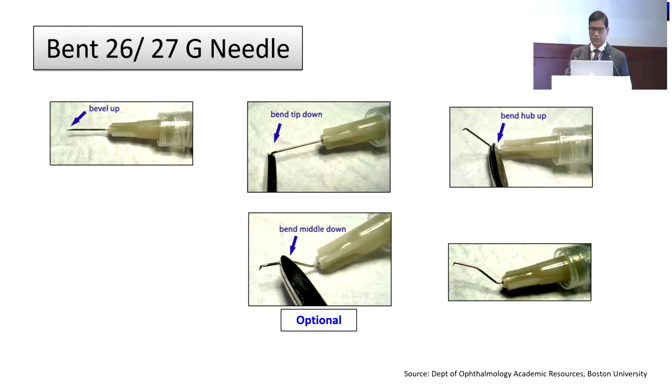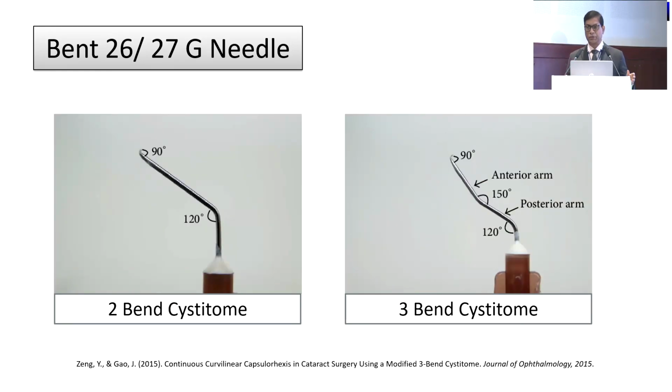Now, this is the first tool that you require. I am very much a needle person, so with the bevel up, we bend the needle tip vertically down 90 degrees, then bend at the hub. This is a 2 bend. Now, you could do a 3rd bend, which I prefer these days, bending it in the middle. That brings it to what is called a 3 bend system. So, you have a 2 bend system and a 3 bend system.